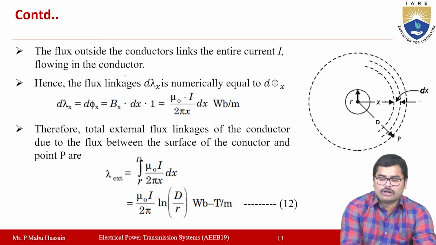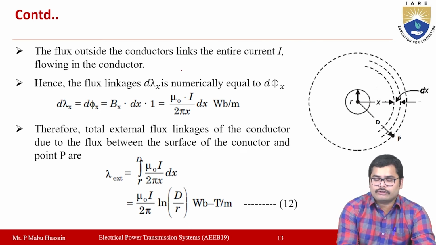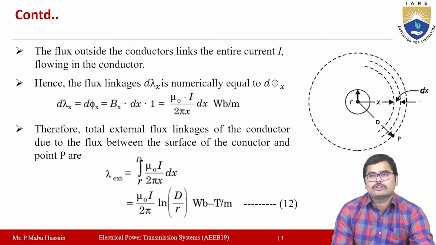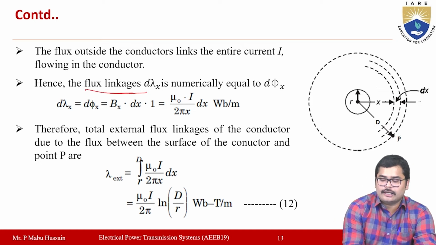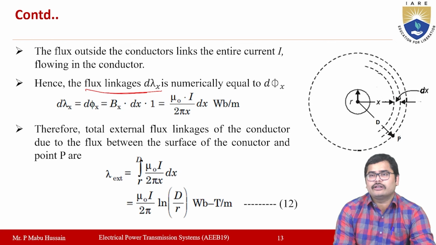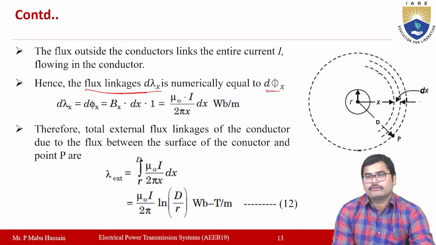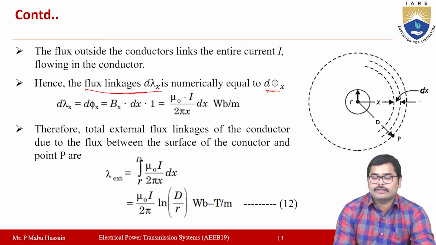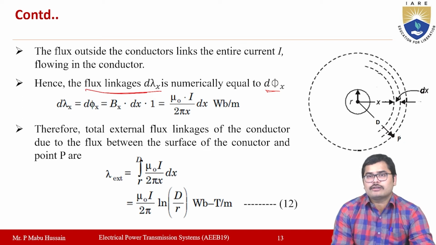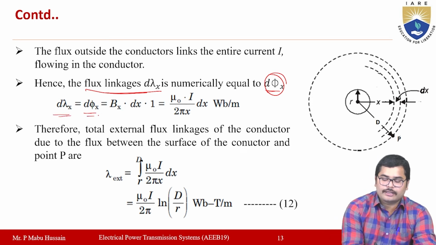Now the flux outside the conductor, if you observe, links the total current which is flowing inside the conductor, right? As it is linking the total current flowing inside the conductor, the flux linkages dλx numerically will be equal to dφx. So dφx and dλx both will be same. Why? Because this total flux outside the conductor links with the entire current flowing inside the conductor. So dλx will be same as dφx.